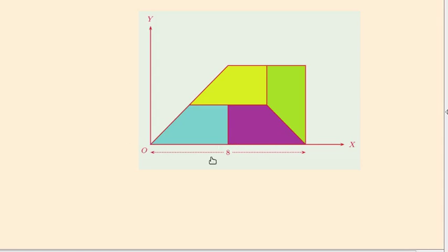Its side is 8. This length is 8 centimeter, given. Therefore, what is this side? It is 4. These two are equal. Therefore, this distance is 4 unit.